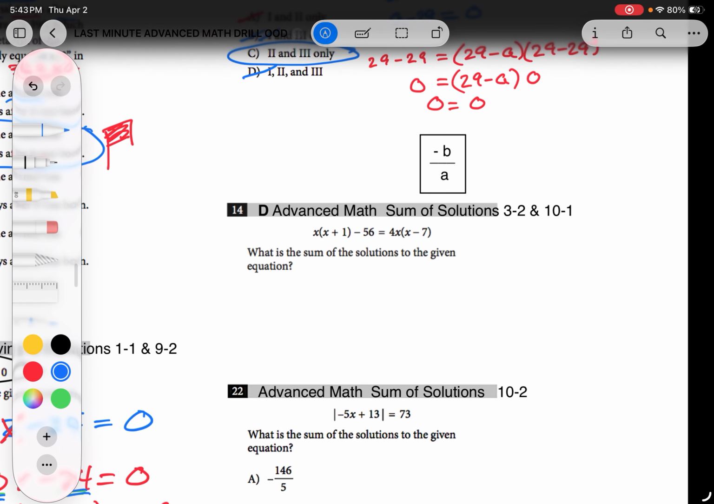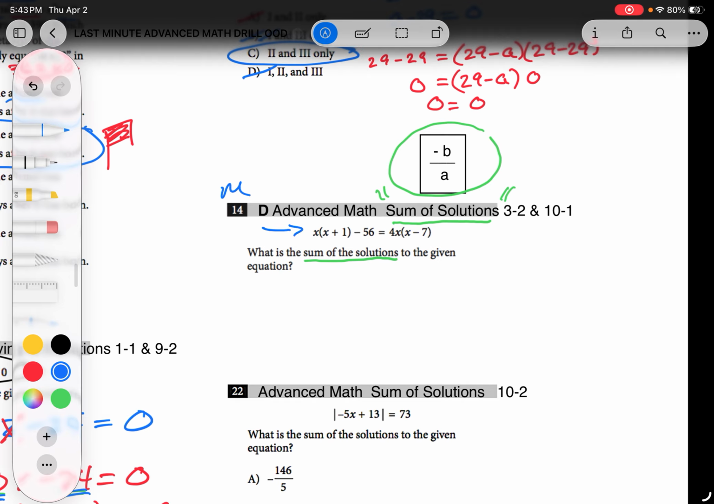All right, question number 14. This is a Desmos question, but I also included this handy-dandy little note. Whenever you see the words sum of solutions, remember, negative b over a. The question is showing us, what is the sum of solutions? So your brain says, oh, what is negative b over a for this sucker? The first steps first. This is question number 14, medium level.